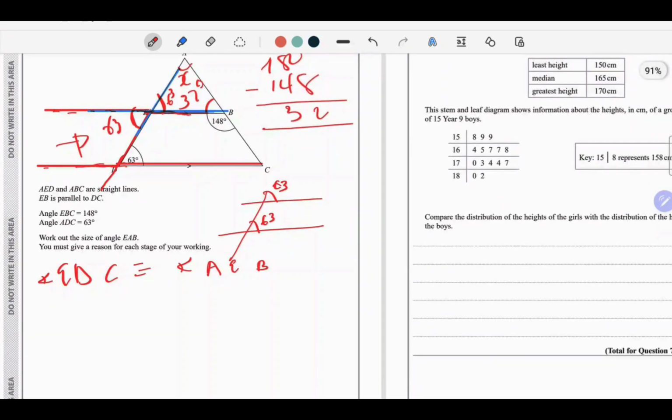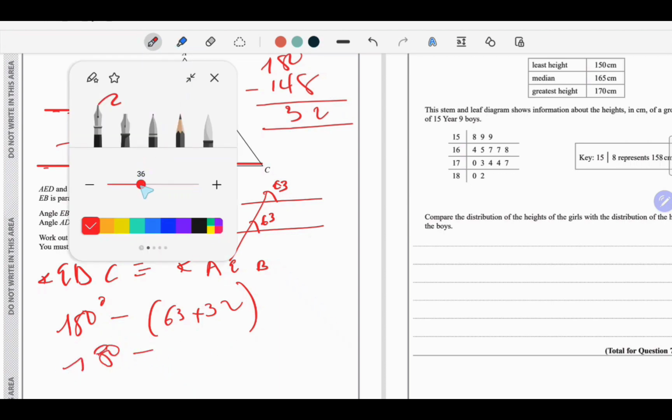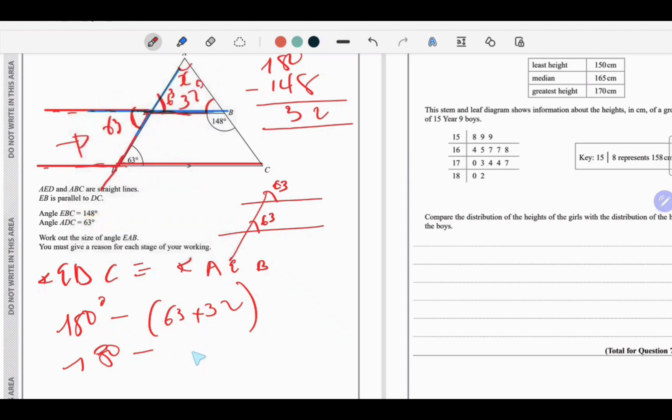Now that we've got that, we have 180 degrees minus 63 plus 32, because angles in a triangle always add up to 180. This will be 180 minus 95. Working that out without a calculator real quickly, you should get 85.